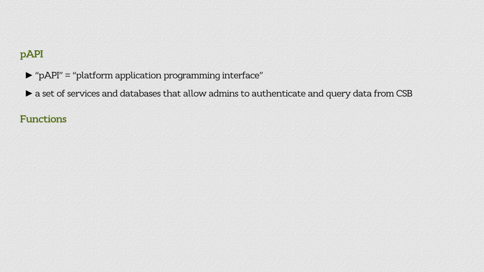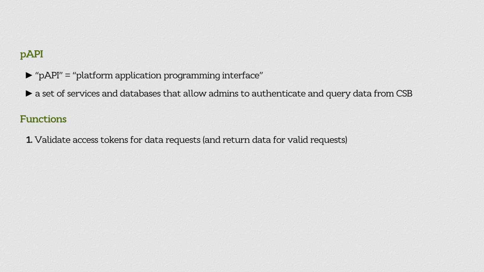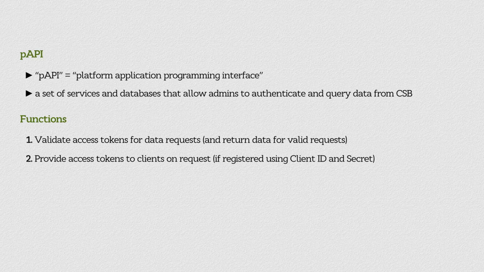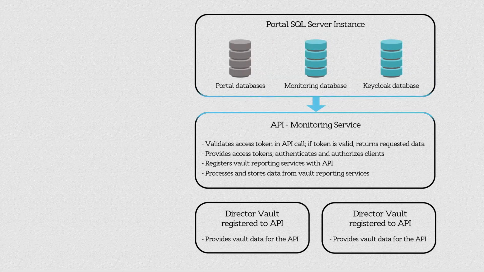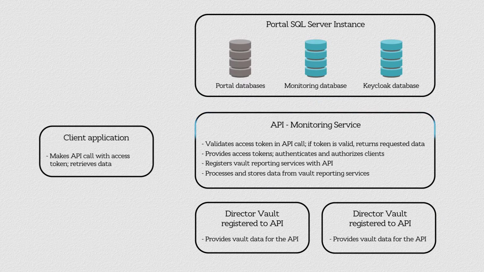The collective services that make up pAPI validate the access tokens of requests for data and return that information for valid requests. They also provide access tokens to authenticate and authorize clients, register Vault reporting services with the API, and process and store the data from the Vault reporting services. With proper setup and registration, pAPI integrates with the Vault reports and monitoring databases and can serve up information when queried by an authorized source.